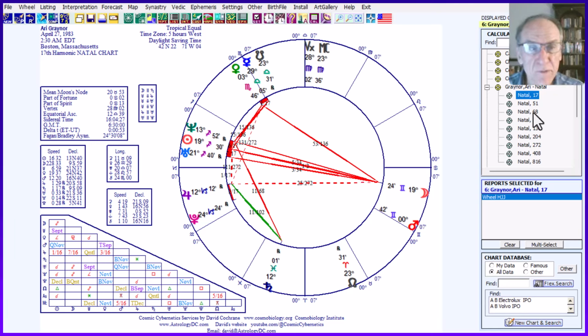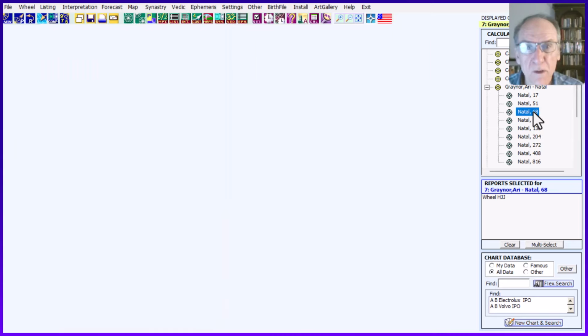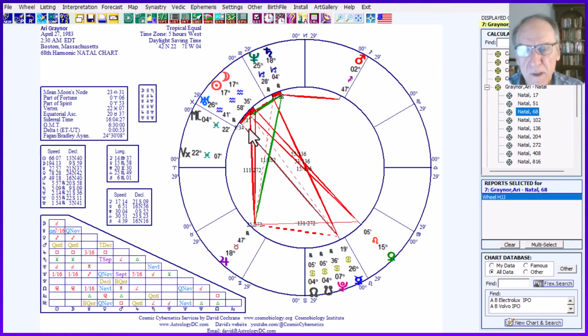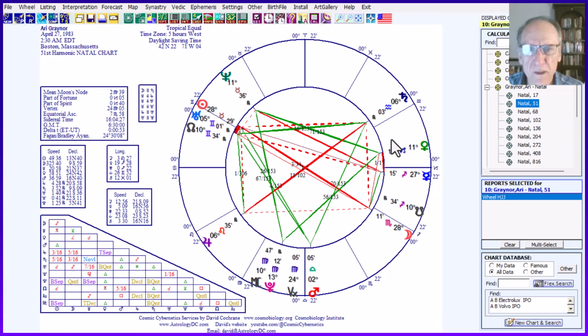So I looked at 17 times 4, 68. Again, we see some strong patterns, but we're looking for 4 planets almost exact. So we have very strict requirements. I looked at 17 times 3. I see a lot of dashed lines.